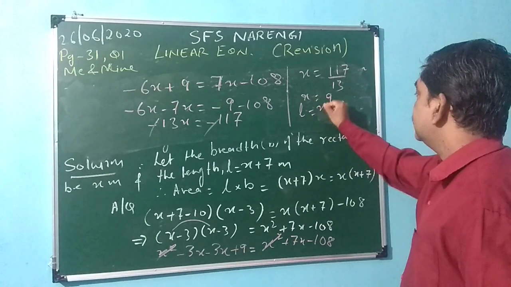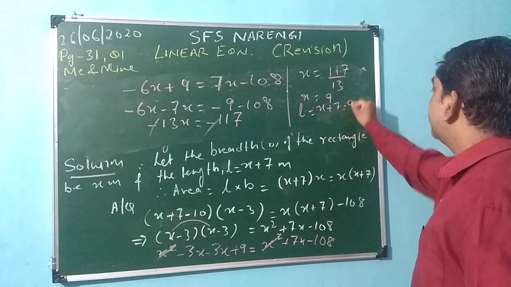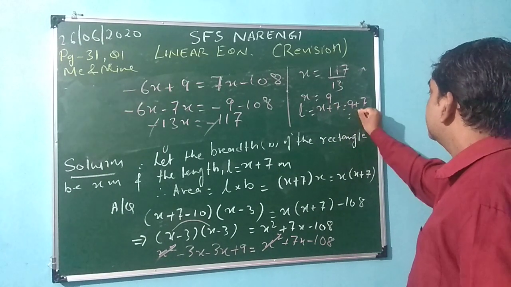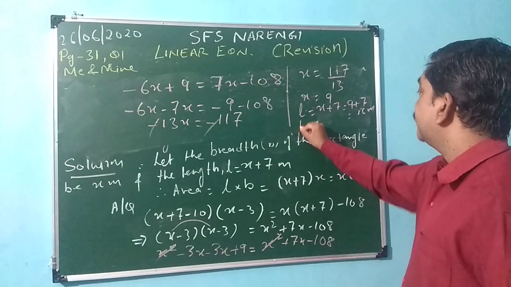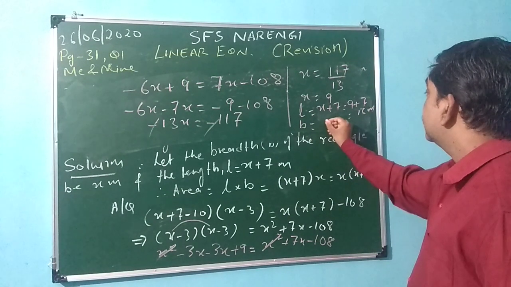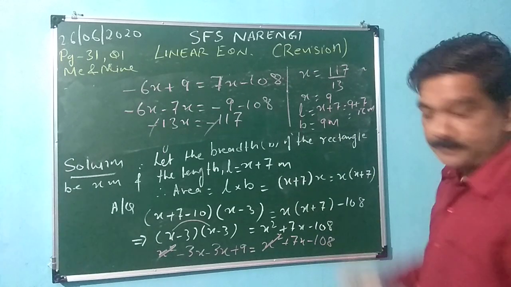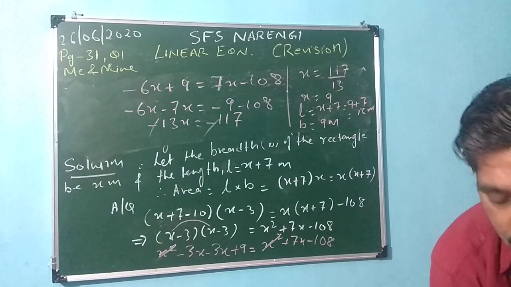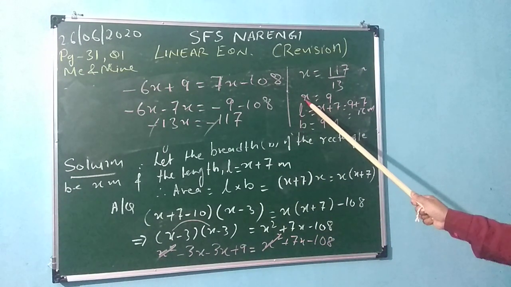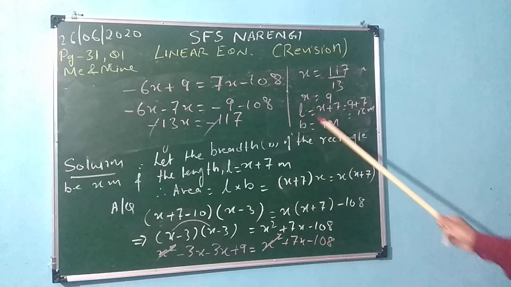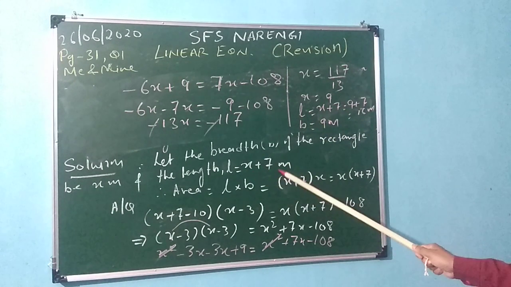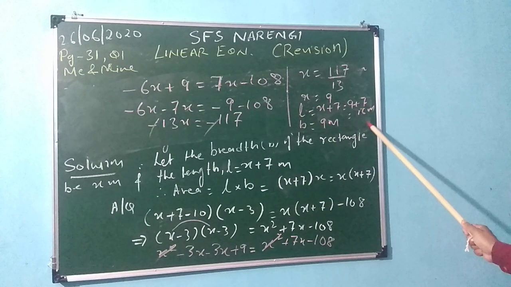X plus 7. That is 9 plus 7, that is 16 meter, and the breadth will be 9 meter. Okay, so x stands for breadth. So breadth is 9 meter, and what is length? Length is x plus 7. That is 9 plus 7, 16 meter.